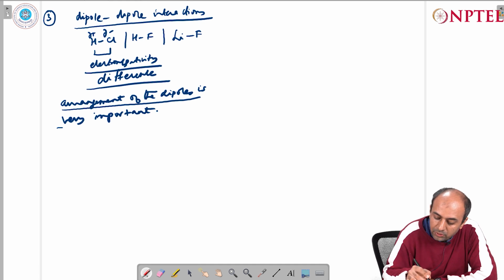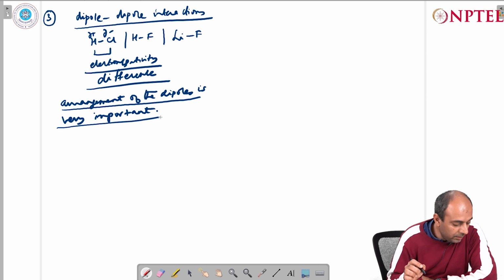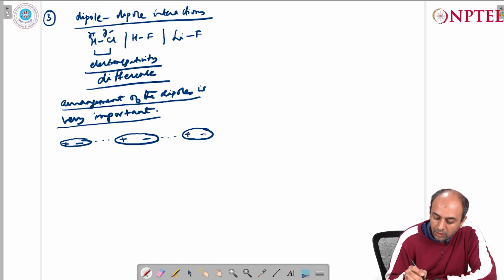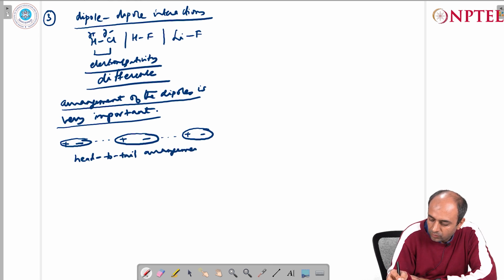The arrangement of the dipoles is very important. So when you have a dipole, it can actually arrange in two possible ways. Let us look at it. Let us consider this to be a dipole. So you can have a head to tail arrangement of these dipole interactions. Okay, so this is the head to tail arrangement of dipoles.